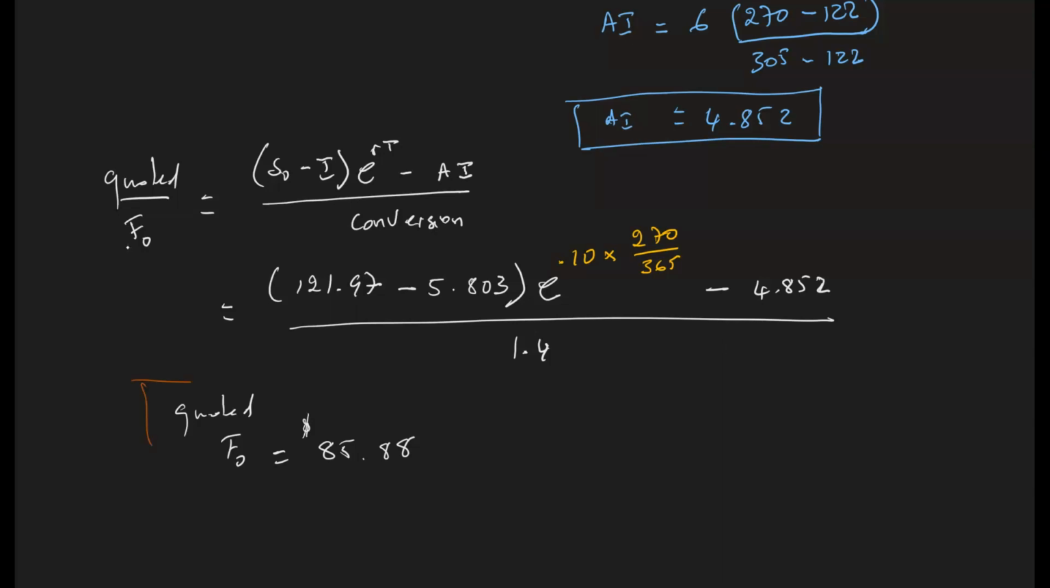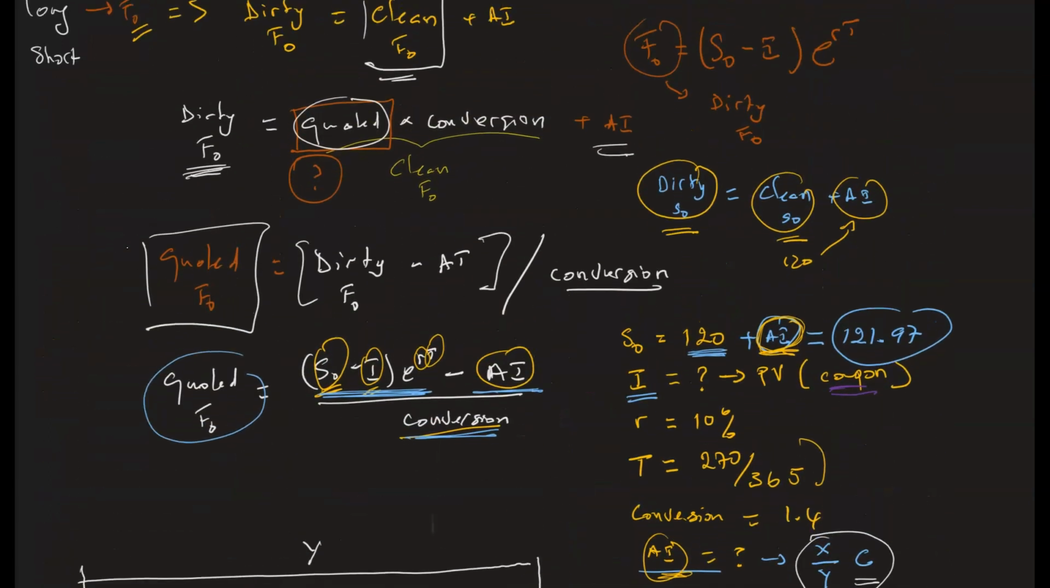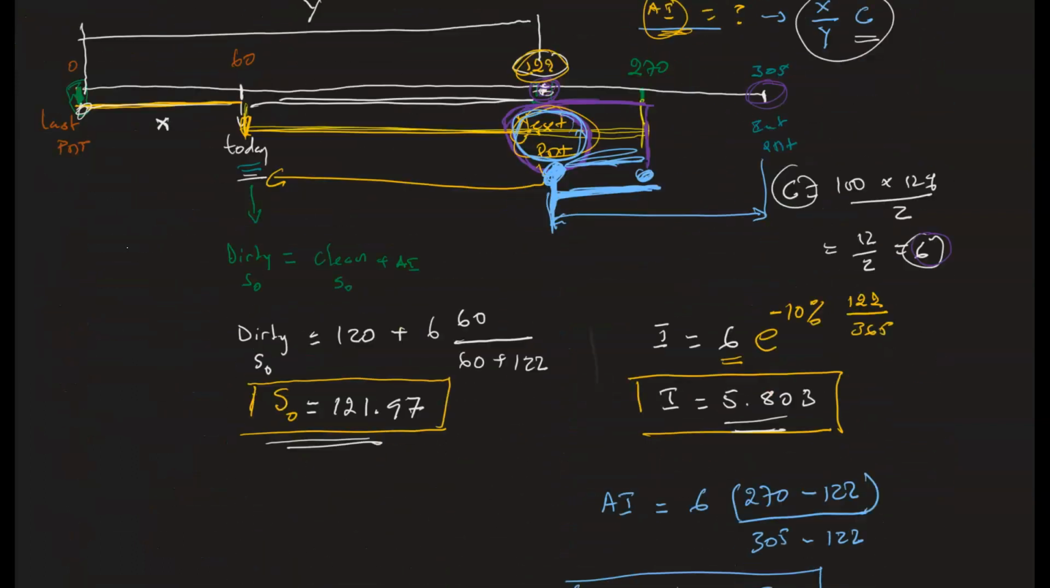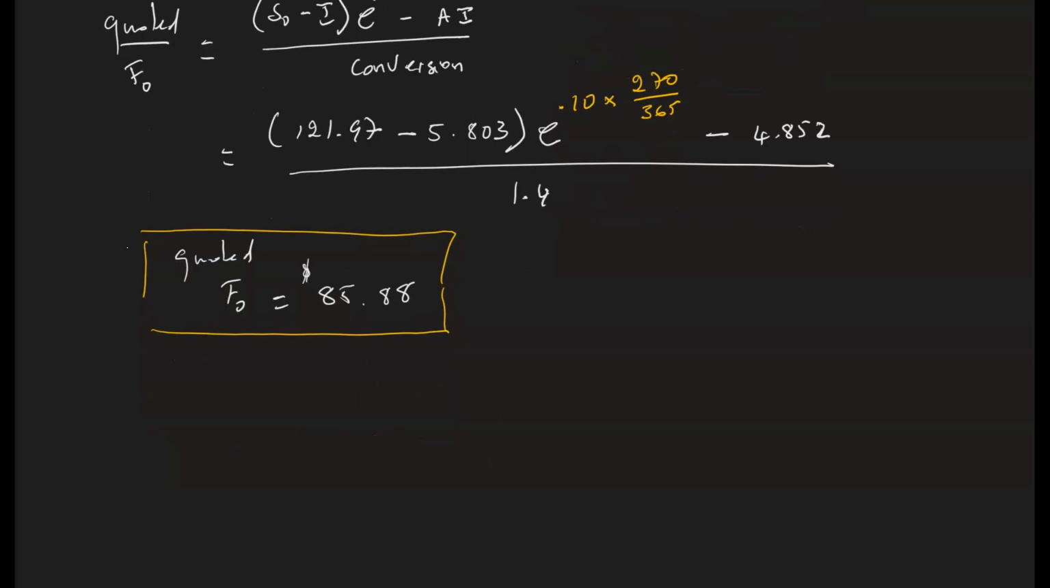Now you remember that this is the quoted futures price, right? And as the quoted futures price, we remember what we said, it is also very similar to what we called our clean futures price, right? So we have the quoted and we multiply by conversion, we add accrued interest, we have the dirty. So let's do just that. Let's verify this. So we have our quoted. How much does the short party actually receive? We need to adjust that by the conversion factor.